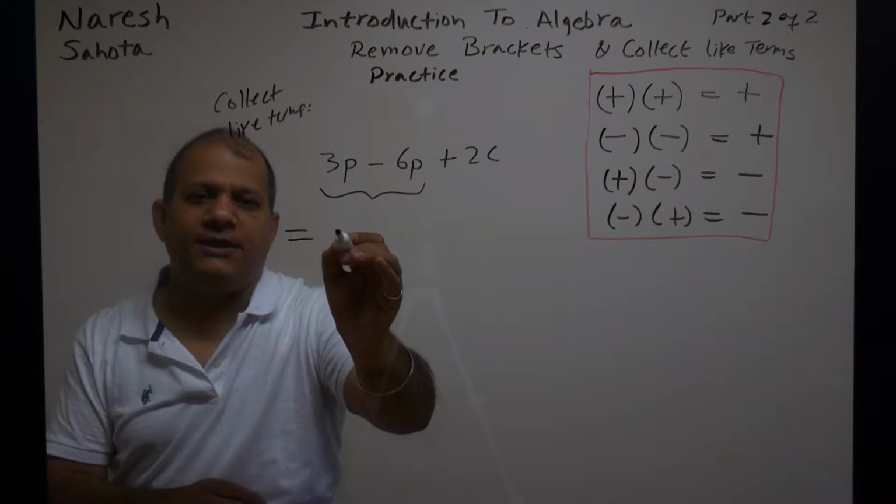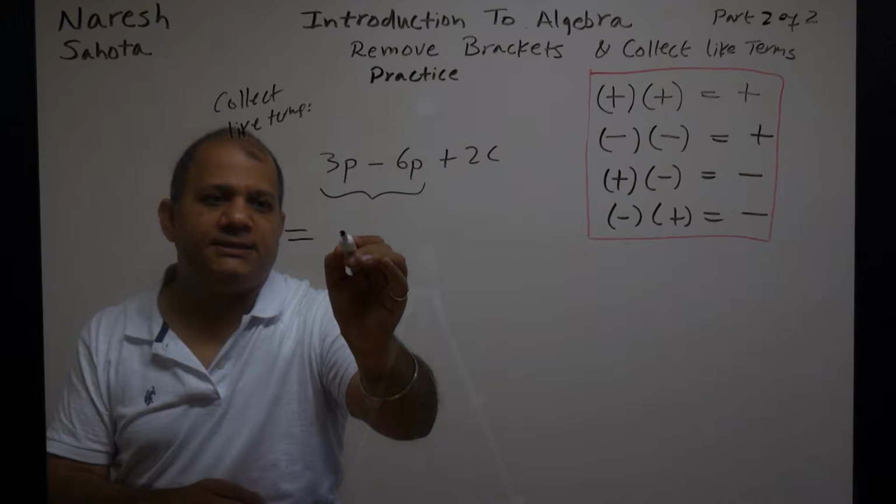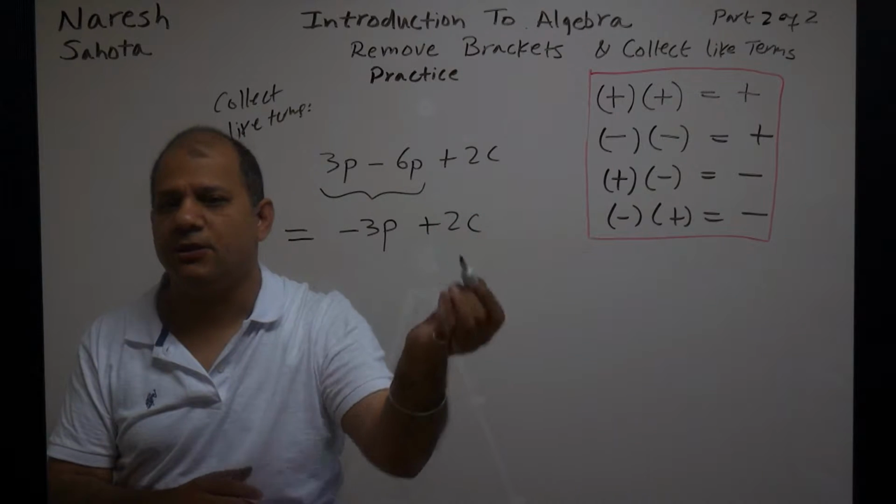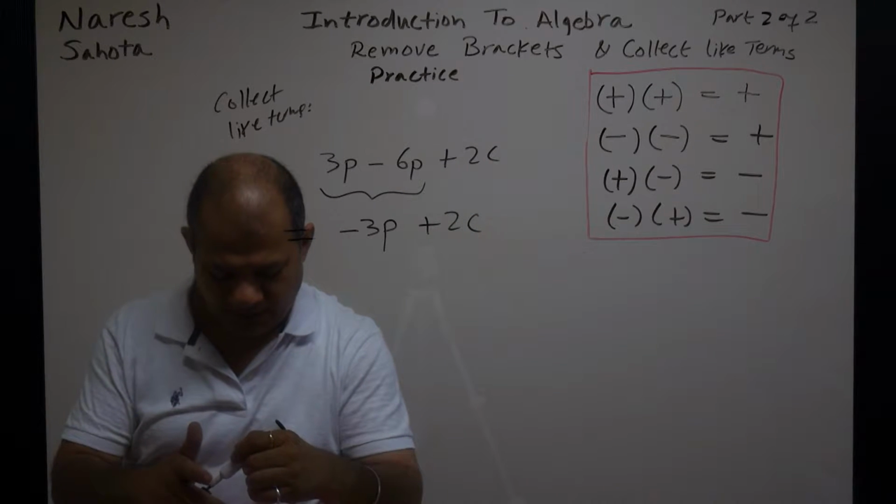So we know it's going to be negative, right? So 3 take away 6 is negative 3. So negative 3p plus 2c. 2c gets copied, and that's all there is to this one.